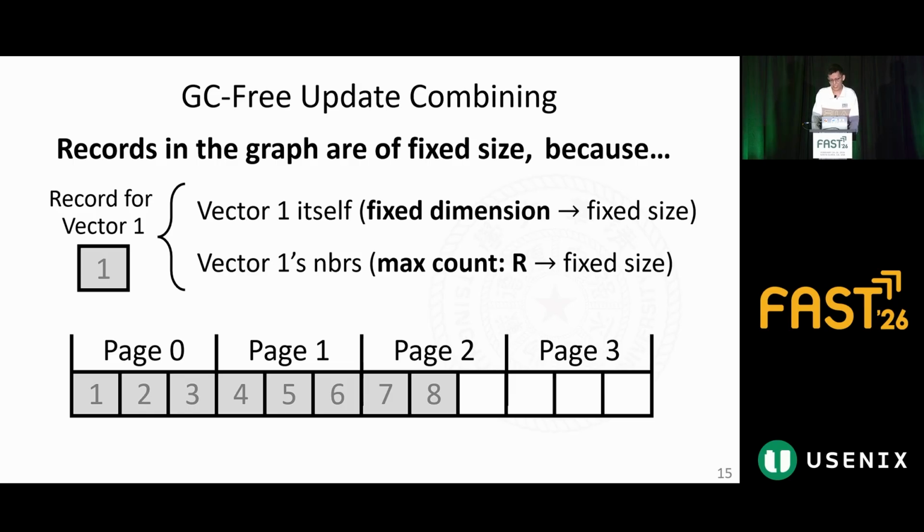Our key observation is that records in the graph index are of fixed size. The graph index is organized as adjacency lists on SSD. For example, the adjacency list for vector 1 contains the vector itself and its out neighbors. The vector is of fixed dimension in a dataset, so it is of fixed size. The neighbors have a maximum count of R, so it is also of fixed size. In total, the record is of fixed size.